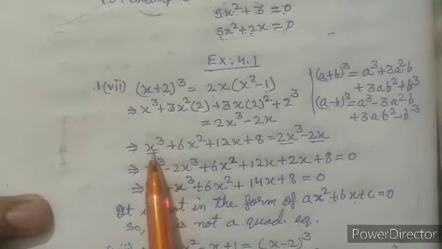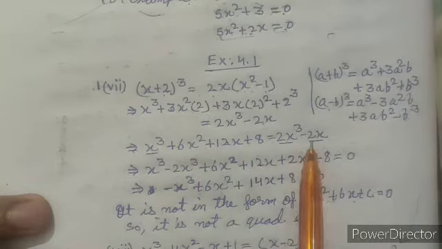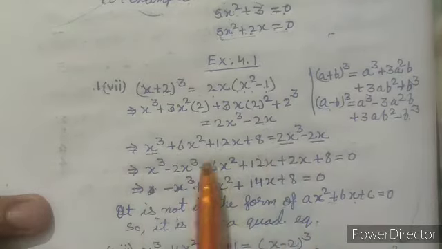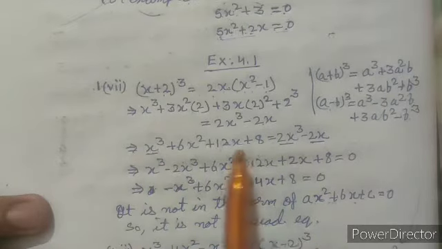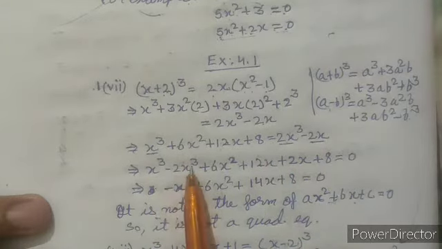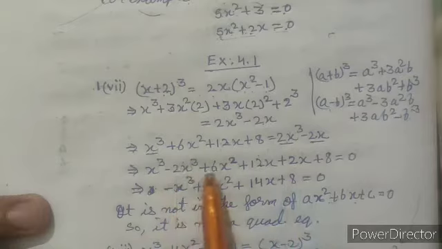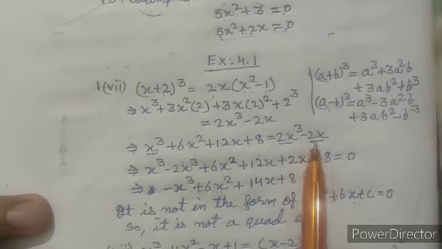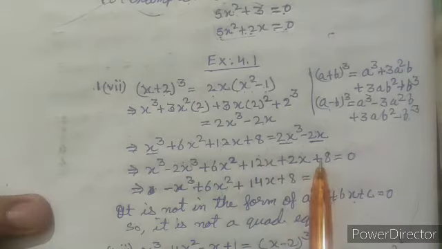On solving this, we get x³ + 6x² + 12x + 8 = 2x³ − 2x. Now we will take all the terms to the left hand side, writing the like terms together. With x³ we write 2x³, which comes to the left hand side as −2x³. Then + 6x², there is no other term with x², so it remains alone. Then + 12x, and the 2x also comes to the left hand side giving + 2x. Then + 8 = 0.